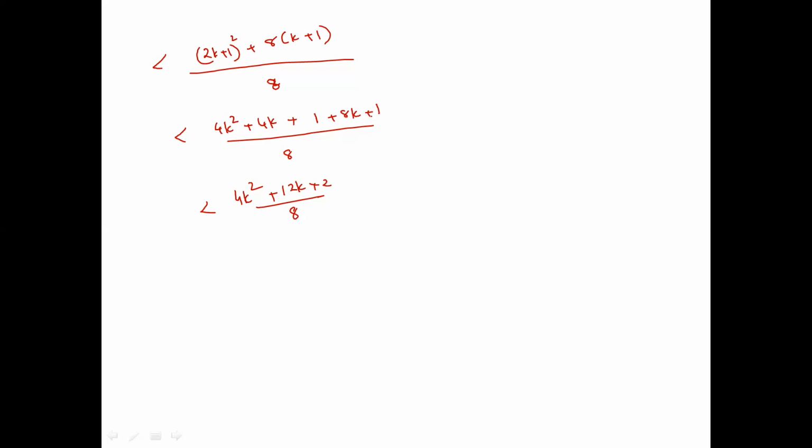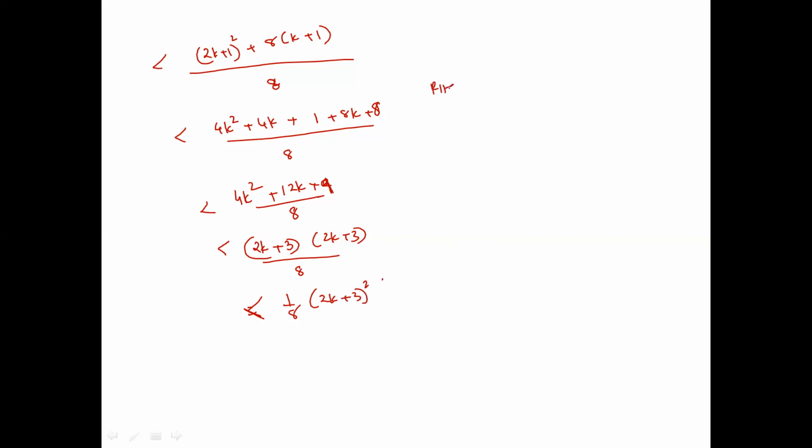I won't get 2 here, I will get 9. Yes, 9 is correct. Now I can factorize this: 4k square plus 12k plus 9. How will I factorize? 2k plus 3 into 2k plus 3 by 8. So I have less than 1 by 8 into 2k plus 3 whole square.